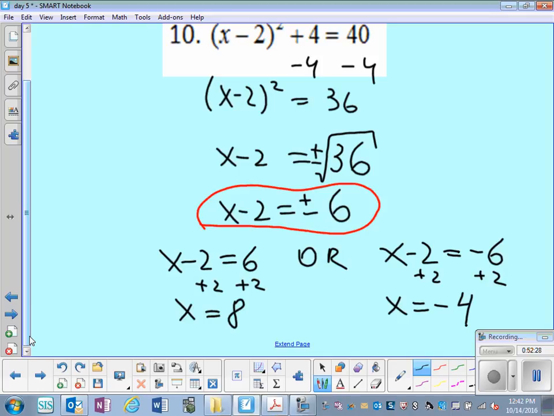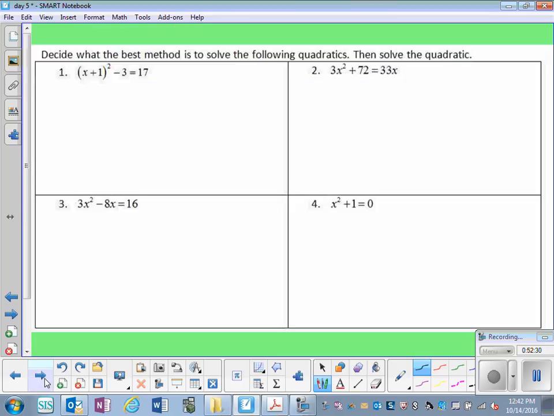Okay, so we have almost 10 minutes. Let's go through these. That will be good. Decide what the best method is to solve the following quadratics, then solve them.